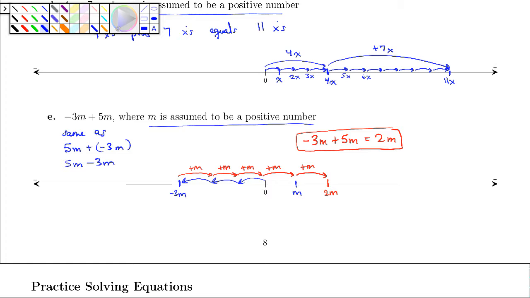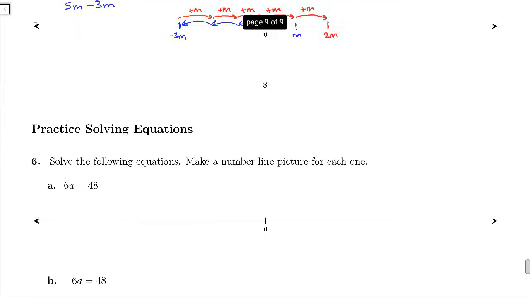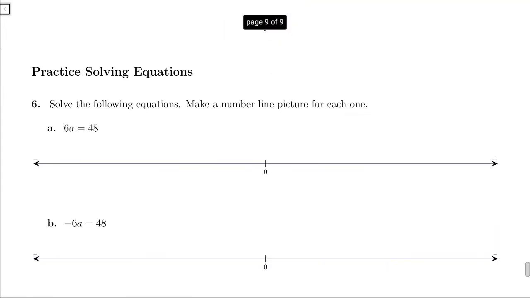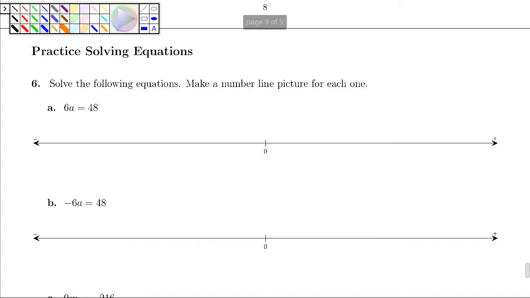All right, let's go through this and look at solving equations. All right, so let's make a number line picture. So 6 copies of A equals 48. I don't know at the onset if A is a positive or negative number.